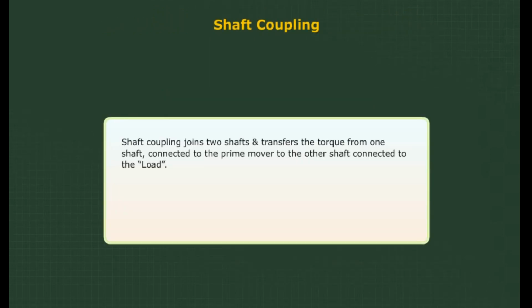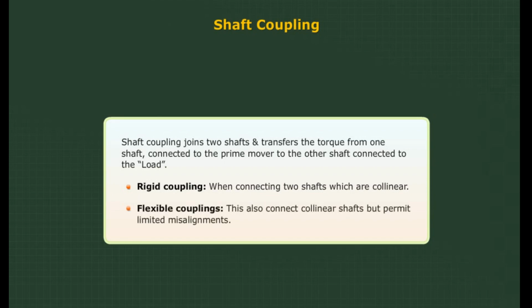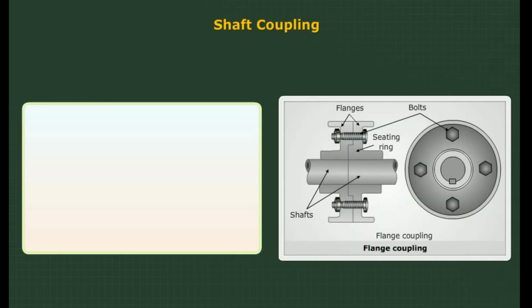Shaft coupling joins two shafts and transfers the torque from one shaft connected to the prime mover to the other shaft connected to the load. Couplings are termed rigid couplings when connecting two shafts which are collinear. Flexible couplings also connect collinear shafts but permit limited misalignments.